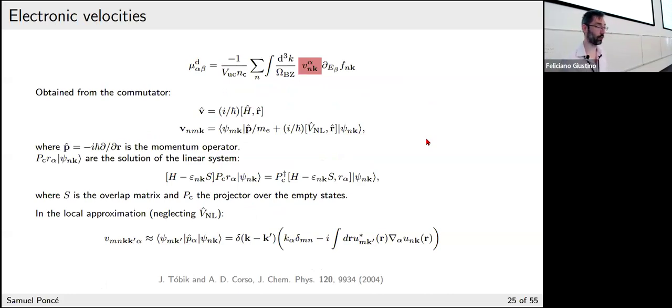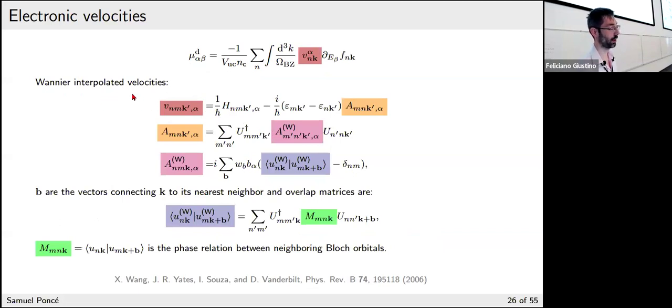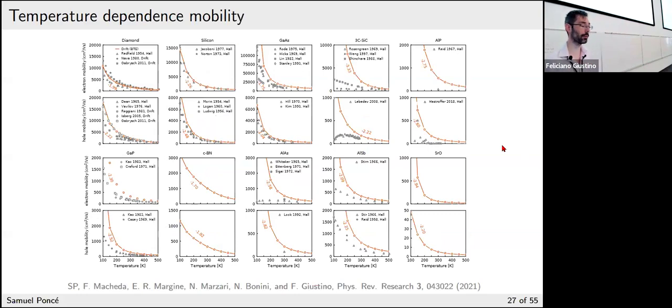Here I will not spend too much time, but I'm just mentioning this because this is implemented in EPW. What is very important for transport is also to compute accurately the electronic velocities. And we have two ways to do it in EPW. One is based on computing directly the commutator, but one can also do it in a Wannier framework following very similar ideas as in the Wannier90 software. Those are two options that you will have in EPW, and there are advantages and drawbacks, and I can talk more about them during the hands-on.